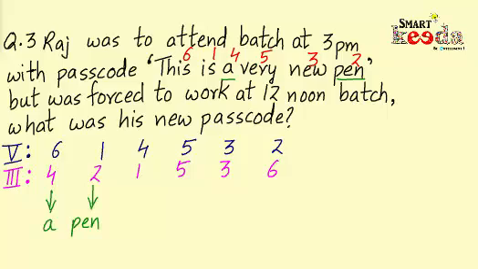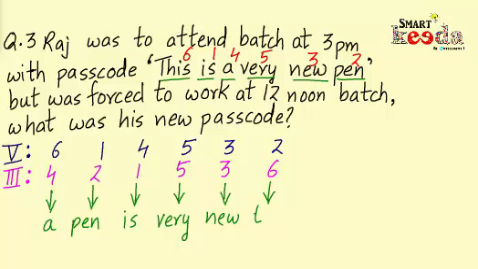Now the corresponding word for the labeled number 1 is is, so we will write is below 1. The corresponding word for the labeled number 5 is very, so we will write very below 5. Now the corresponding word for the labeled number 3 is new, so we will write new below 3. And the corresponding word for the labeled number 6 is this, so we will write this below 6. Therefore the passcode for the 3rd batch at 12 noon is a pen, is very new this.